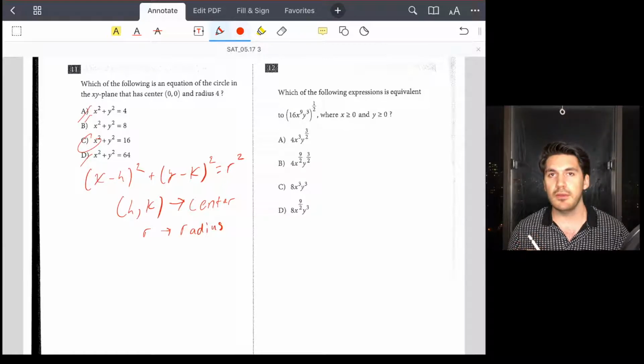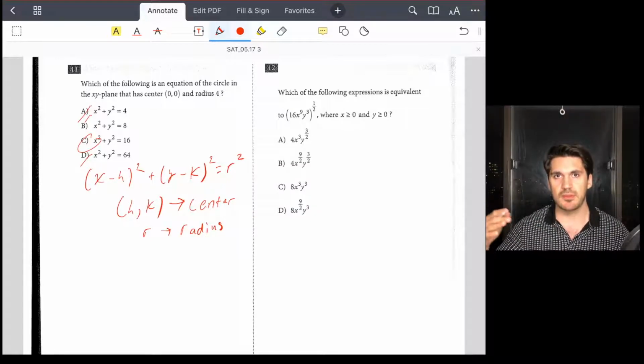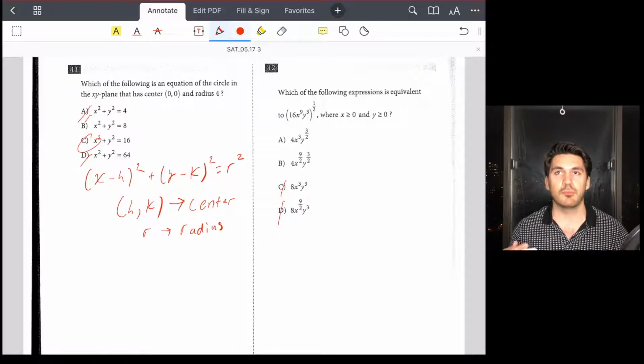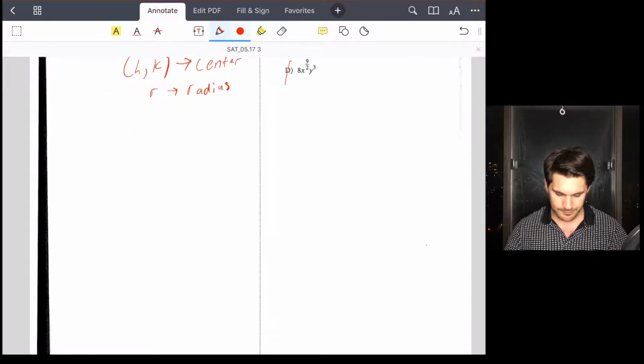When you raise a variable with an exponent to another exponent, you multiply the exponents and keep the base. So in this case, we're going to take the square root of 16 and get 4. So C and D are gone. Then we're going to take x to the 9th and raise it to the 1/2. So we're going to multiply 9 by 1/2 and get 9 over 2. So that's going to be our answer, which is answer choice B.